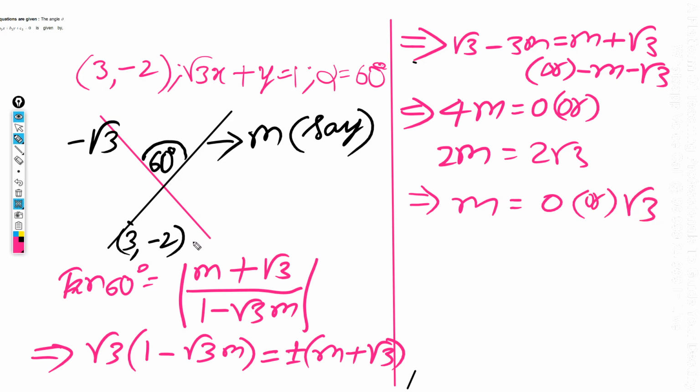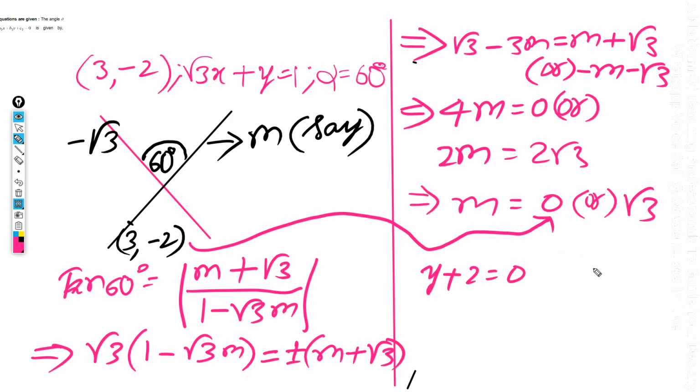Through which point is the line passing? It is passing through (3, -2). So one line equation is y + 2 = 0. Apply the formula: y - y1 = m(x - x1). Y - y1 means y - (-2), so y + 2 = 0 into (x - 3), which is 0. So y + 2 = 0.